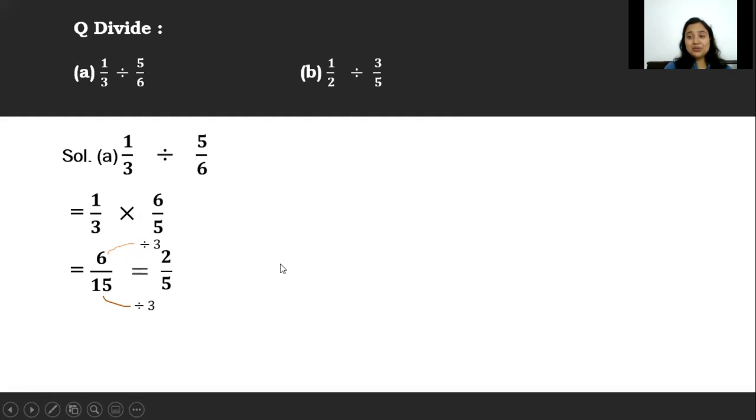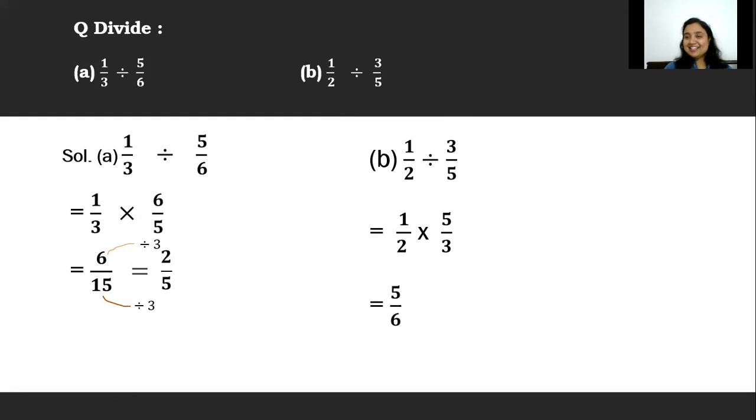Let's see the second part, or you can do it on your own. Let's see it. 1 by 2 divided by 3 by 5. Okay. Write the first fraction as it is. Convert this sign into multiplication and reverse this fraction. Done. Now do the simple multiplication. 5 ones are 5, 2 threes are 6. My division is done. Isn't it easy to understand?